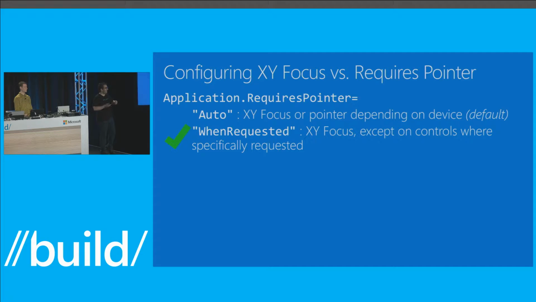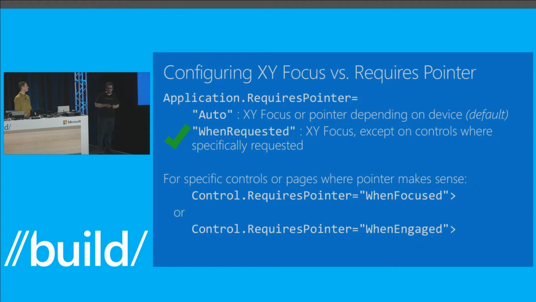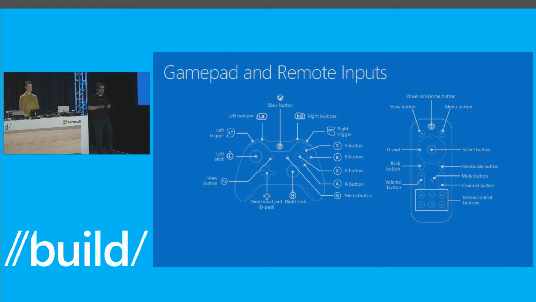Remember this. And then on individual controls, again, if there's a web control or a canvas that you're using for drawing, et cetera, just set requires pointer on that with when focused or when engaged. And I'll talk about engagement in a bit. So you've got your app up there. You're using XY focus. It's running on the Xbox. And you want to exploit the gamepad and the remote, these 2 input types.